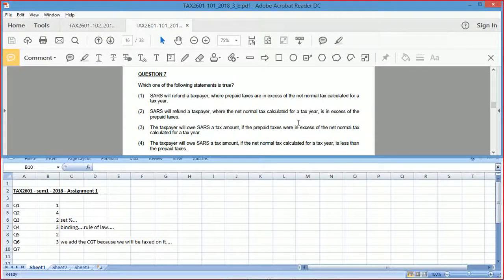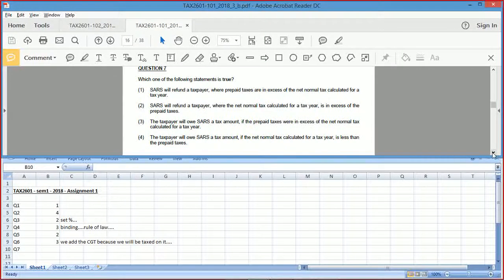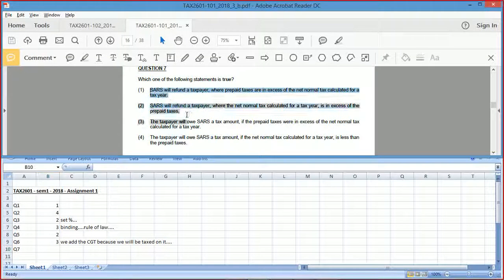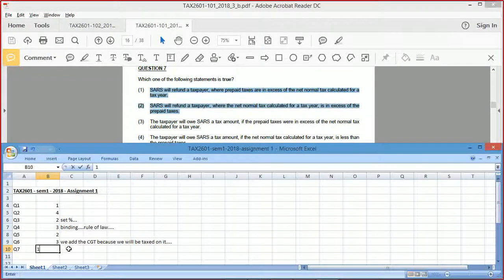Right, which of the following statements is true? This is an easy one. We looked at this earlier in terms of a refund versus a liability. So when is a refund received? When your prepaid taxes are more than what you're supposed to pay. Good, that's right. So the first one is correct.